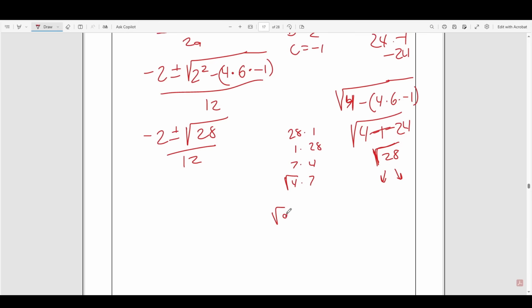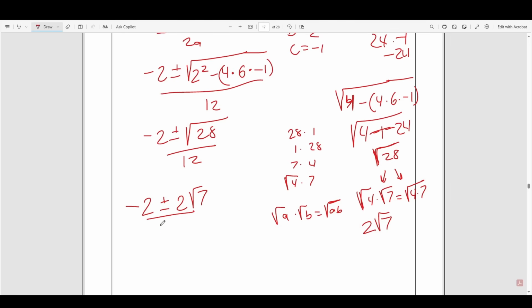Remember that radical a times radical b is equal to radical a times b under the same hat. So I can rewrite radical 28 as radical 4 times radical 7, because under the same radical sign, it's just 4 times 7, and that equals 28. The issue is when I rewrite it like this, the square root of 4 is something we know. It's actually 2. And I'm left with 2 times radical 7. So radical 28 is the same thing as saying 2 times radical 7. And now I can write this over here. I have -2 plus minus 2 radical 7 over 12. And now that's my right answer.